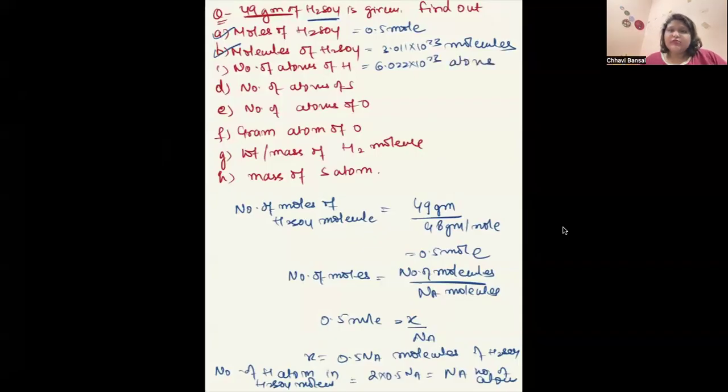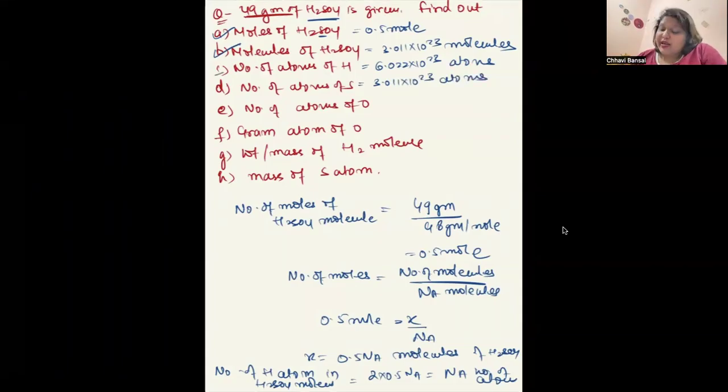Right? Next is number of sulfur atoms. See, in each molecule, the number of sulfur in one molecule of H2SO4 is 1 only. So whatever the moles of H2SO4 will be present, same will be the moles of sulfur, and same with the number of sulfur atoms also. So it will be 3.011 into 10 raised to the power 23 atoms.